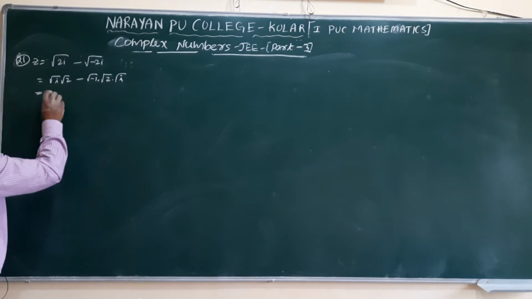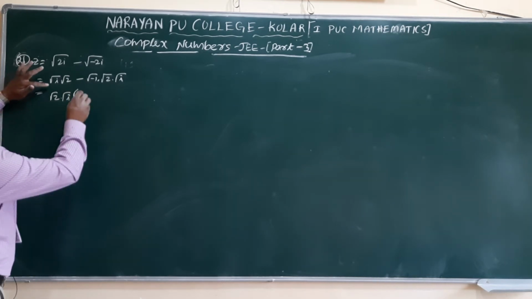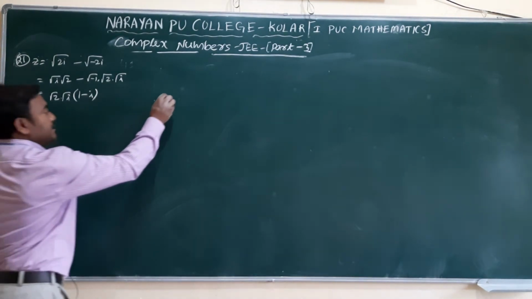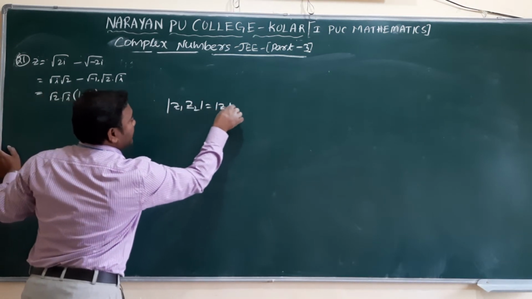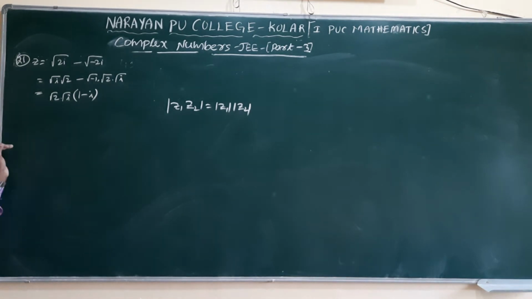Here we have to take common root 2 into root i, so remaining 1 minus i. Now here we want the modulus of the complex number. Already we know the condition: modulus of z1 into z2 is equal to modulus of z1 times modulus of z2. Again for three terms, also the same thing.